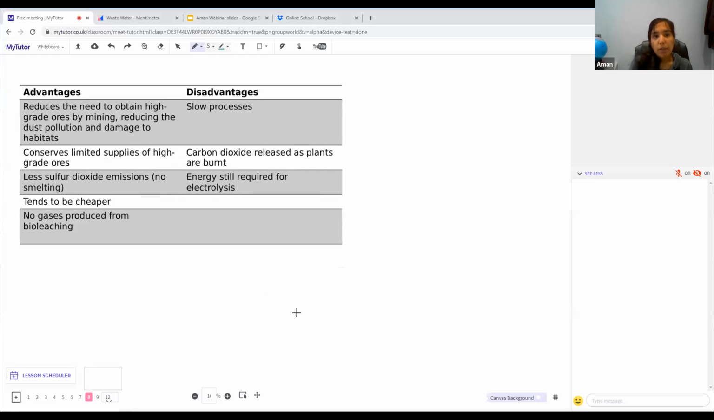Okay, so let's think about the advantages and disadvantages of phytomining and bioleaching then. Does anyone have any questions on either of those processes before we go into that? So remember that we use phytomining and bioleaching to extract metals from low-grade ores. Does anyone have any questions on either of those processes?